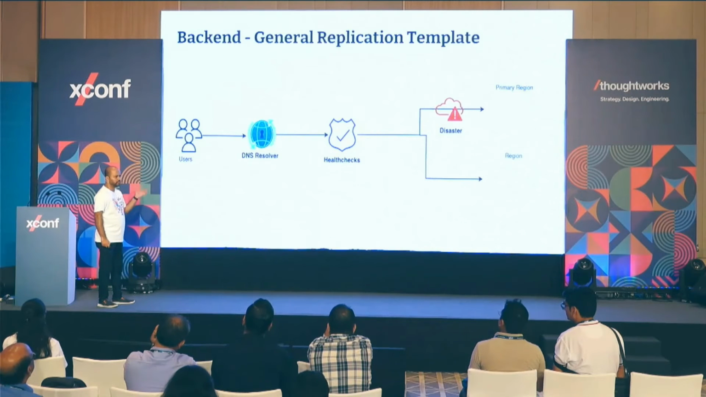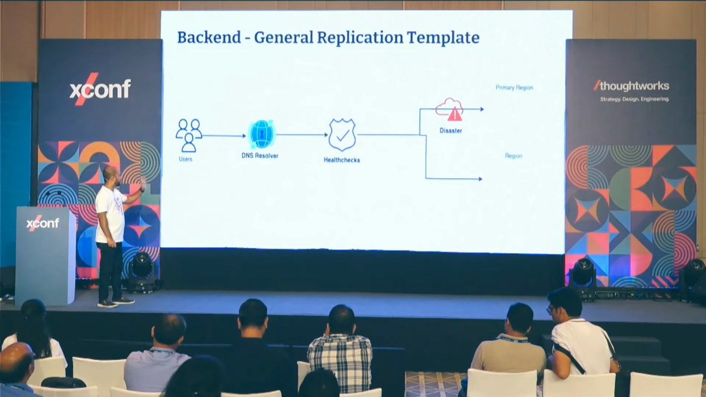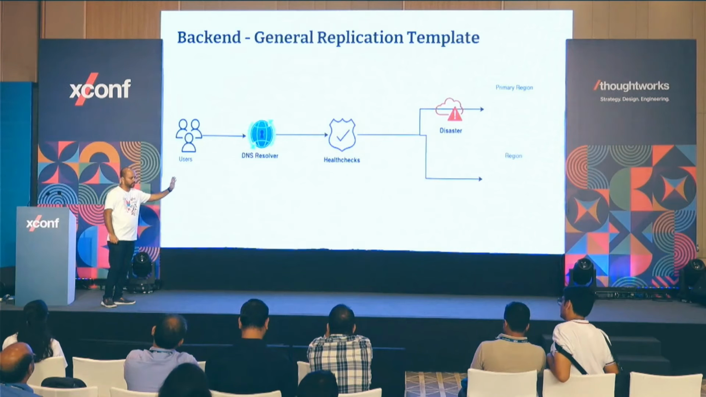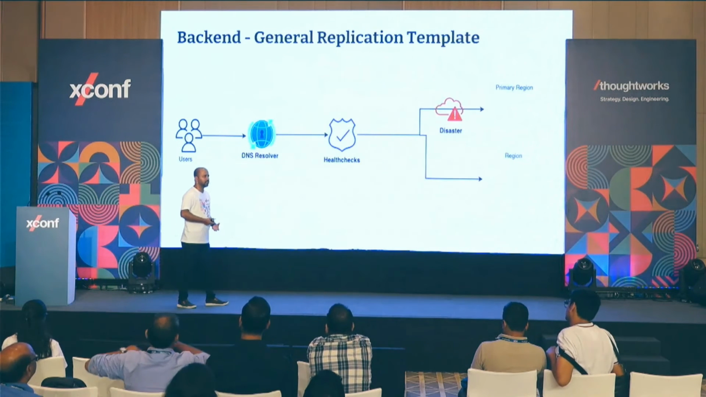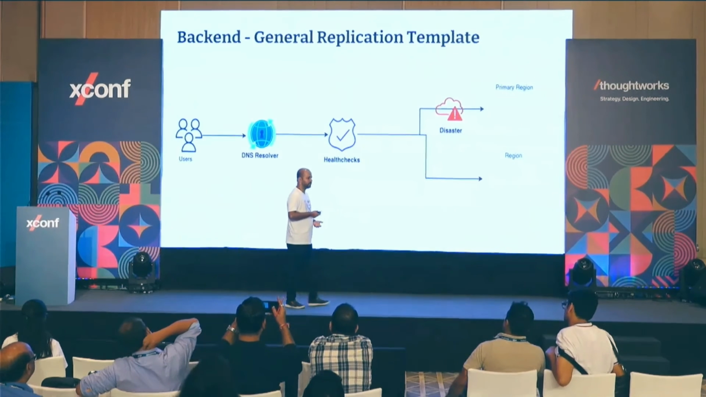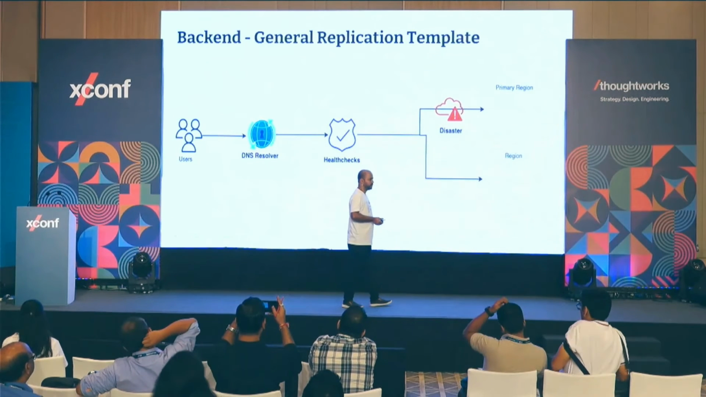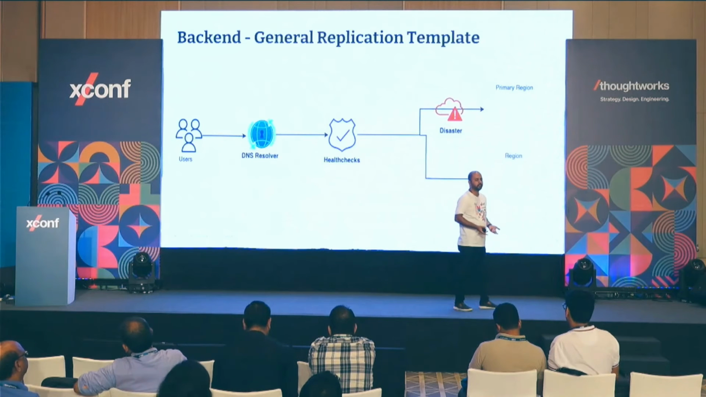Now the backend is again the same. You have your APIs, you have your API gateway, and the DNS resolver always talks to the health check. Now, how do we identify that it is a disaster and not a false positive? That is where your health checks matter. You cannot identify it from just one check. Suppose only your API gateway goes down, that does not become a disaster.